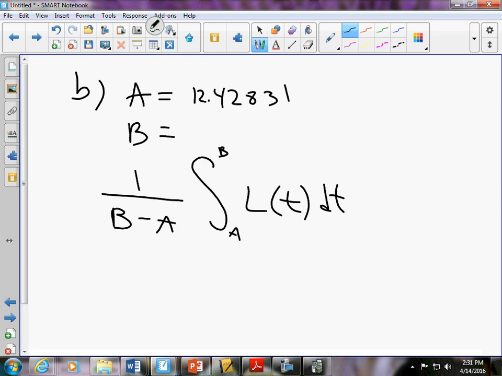This is part B. So for part A, we just integrated L of t from 0 to 18. And for part B, we had to first find out for what times L of t was greater than or equal to 150, and then we could actually do this. And this we could just pop right into our calculator.